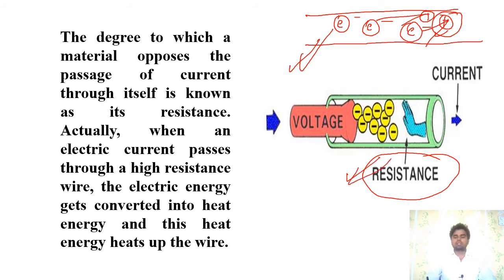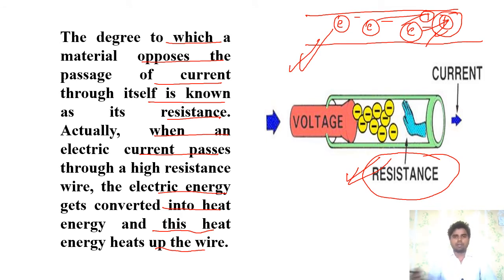It is acting as resistance, stopping the electron from moving further. So this resistance causes heat to generate in the wire. I'm reading this: the degree to which the material opposes the passage of electric current through itself is known as its resistance. Actually, when an electric current passes through a high resistance wire, the electric energy gets converted into heat energy, and this heat energy heats up the wire. So this is a very simple concept.